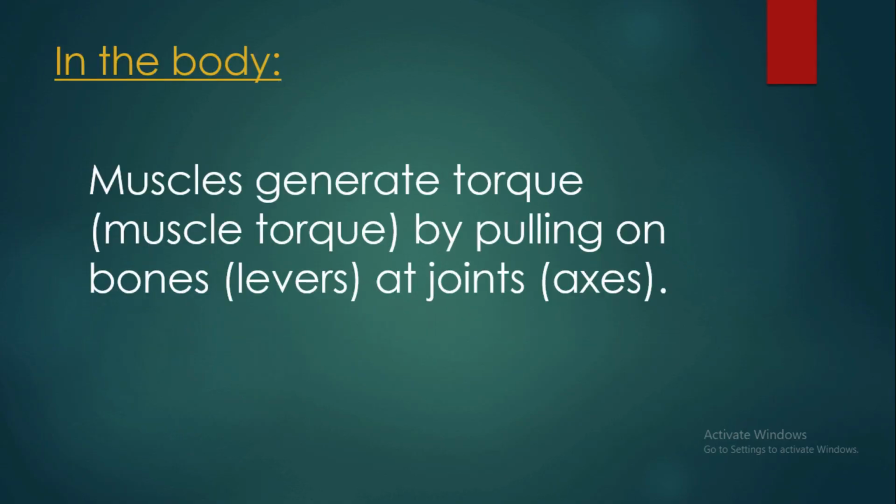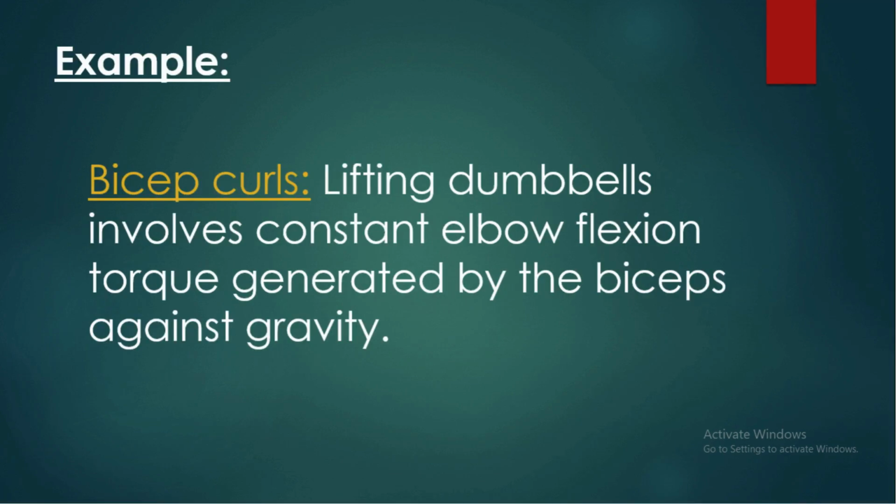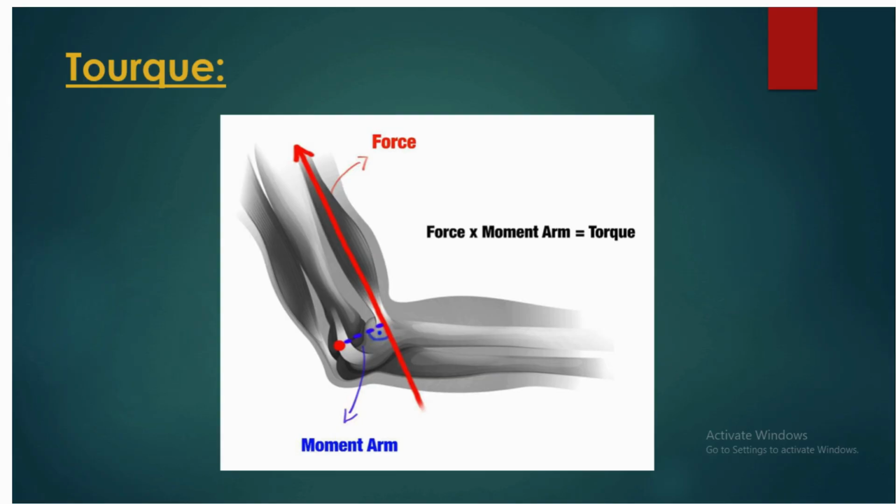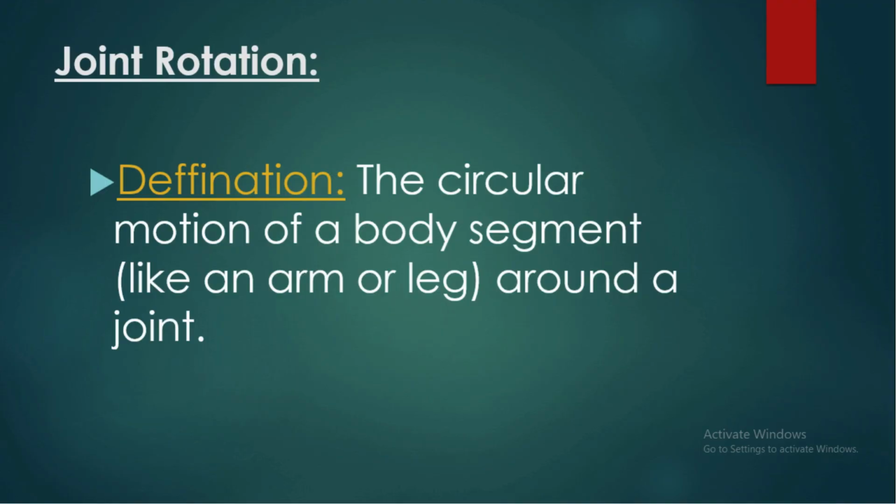In the body, muscles generate torque, which is called muscle torque, by pulling on bones, with the joint being the axis. For example, in bicep curls, lifting dumbbells involves constant elbow flexion, with torque generated by the bicep against gravity. So torque can be defined as force times moment arm, which is the moment arm of the muscles.